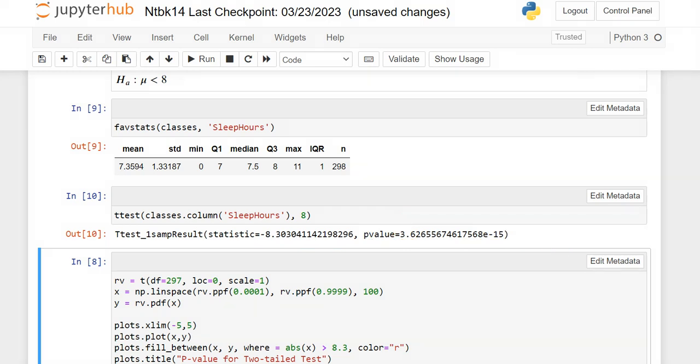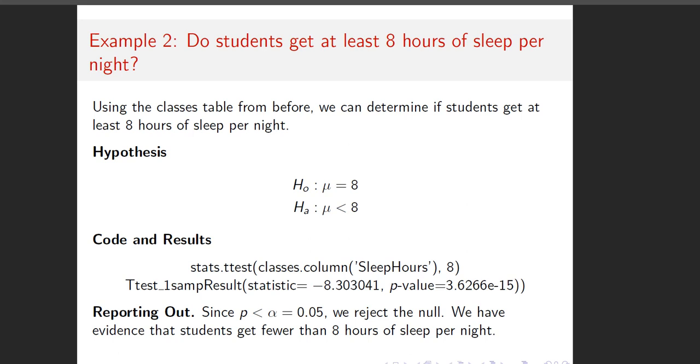So let's look at reporting this out. There we go. So I've included those statistics. I have rounded a little bit. And what do we get? Well, now notice that the p-value is very, very close to 0. So now we know that p is less than alpha. Therefore, we reject the null, right?